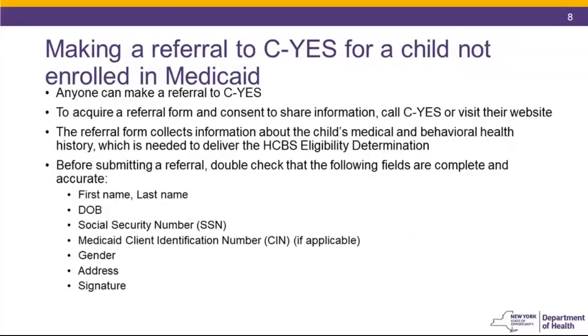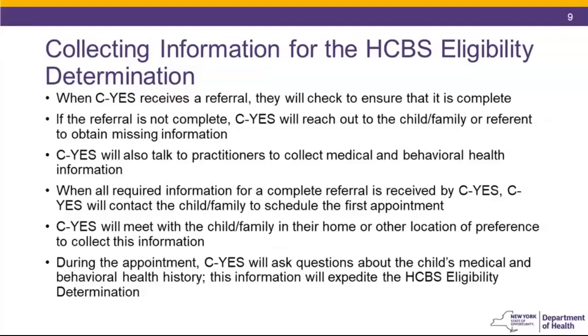So, making a referral to CES for a child not enrolled in Medicaid. Anyone can make a referral to CES. To acquire a referral form and consent to share information, call CES or visit their website. A referral form collects information about the child's medical and behavioral health history, which is needed to deliver the HCBS eligibility determination. And just a reminder, before submitting a referral form, please double check that every field is complete and accurate.